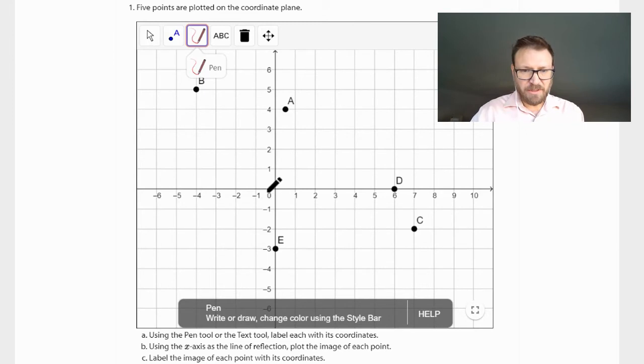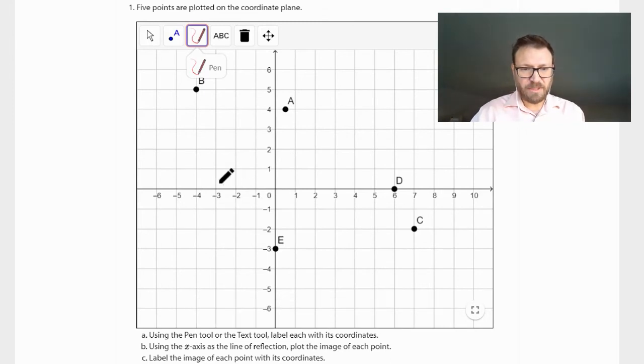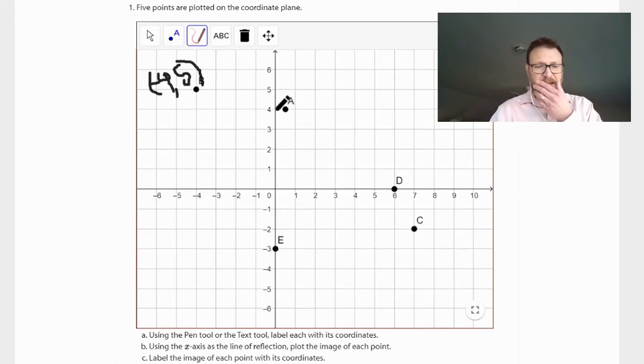So we have to count on the x-axis: -1, -2, -3, -4, and then up 5. So that's going to be -4, 5. Okay. And then it wants us using the x-axis.